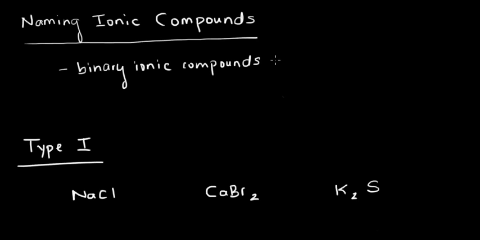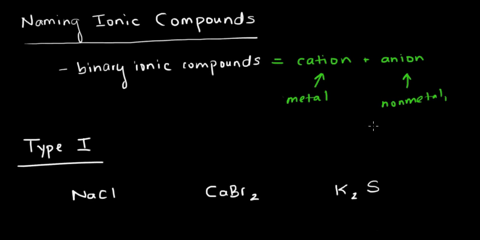Binary ionic compounds are just compounds made up of one cation and one anion. And we know from previous videos that the cation is positive. It's got that plus sign in it, which refers to the positive charge on that cation, and the anion, which is negative. And in this case, almost always the cation is going to be a metal, and the anion can either be a nonmetal or it can be polyatomic.